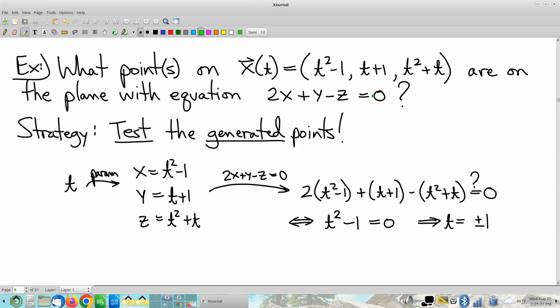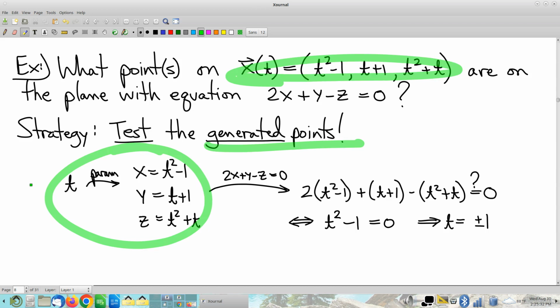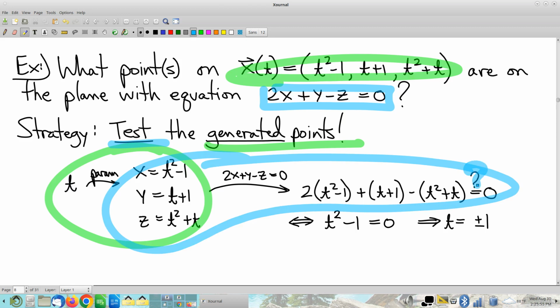So the big idea is to just keep in mind what these do. This parametrization generates points, and those generated points, here they are. When you generate a point, that is telling you the x, y, and the z. We can then test those generated points. We can take these x, y, and z, ask if they satisfy this equation by plugging them in and seeing if the equation works. So we're literally going to test the generated points.